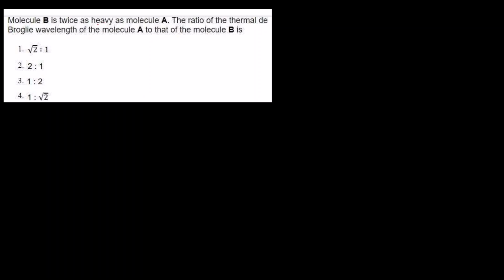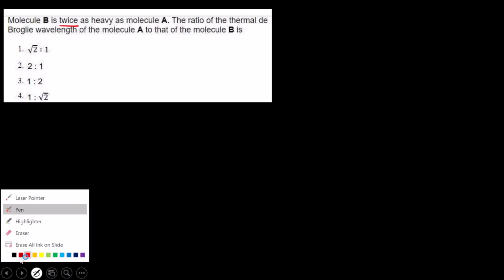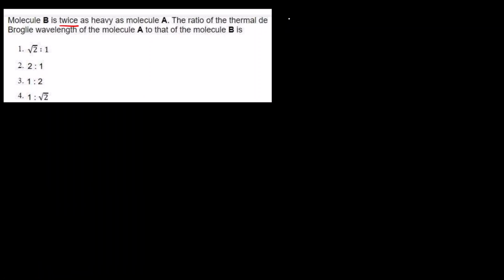Molecule B is twice as heavy as molecule A. So what is the meaning of this? Let us keep on writing the given data as well. Mass of molecule A is twice as heavy, means mass of B is twice as heavy as that of mass of A. Okay, the ratio of thermal De-Broglie wavelength of molecule A to B will be.